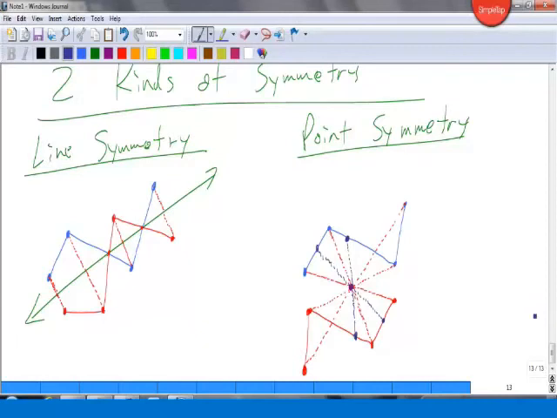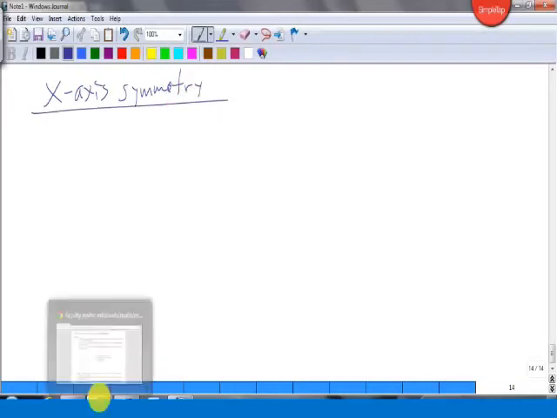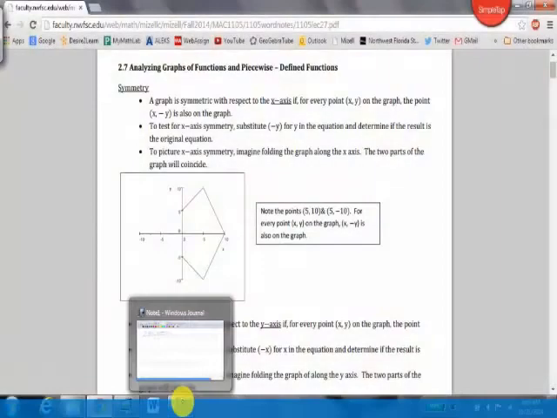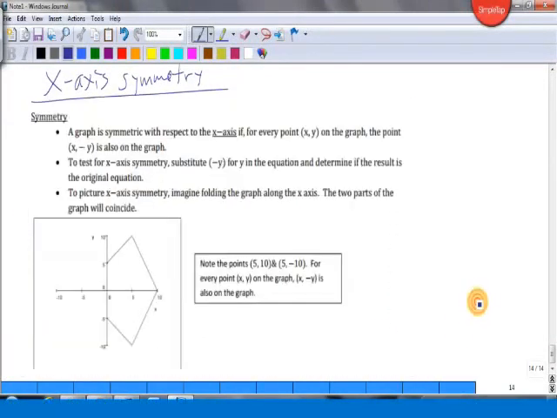Now from those 2 kinds of symmetry, if there are 2 particular lines that we're interested in, the x-axis and the y-axis, and 1 particular point that we're interested in, the origin, we get more examples of symmetry. So let's see. X-axis symmetry. Y-axis symmetry, and ultimately origin symmetry. So I believe that's the order in which we're taking these. Small print there, as large as possible.